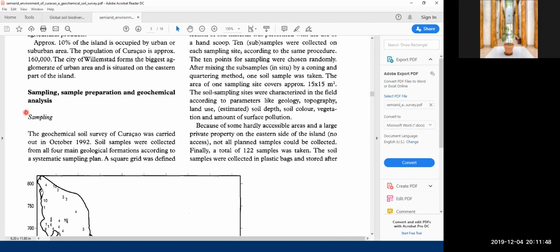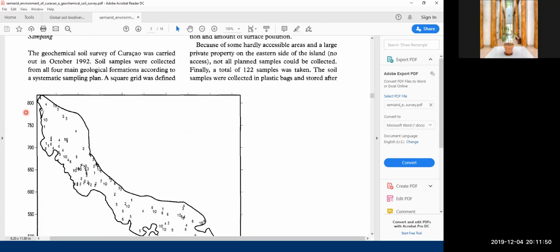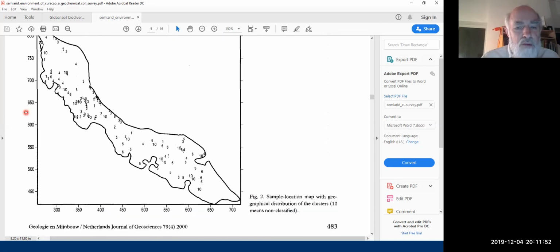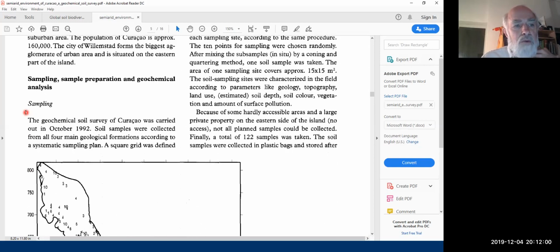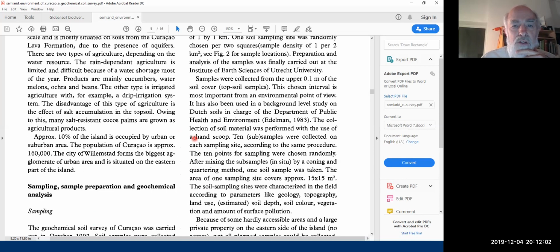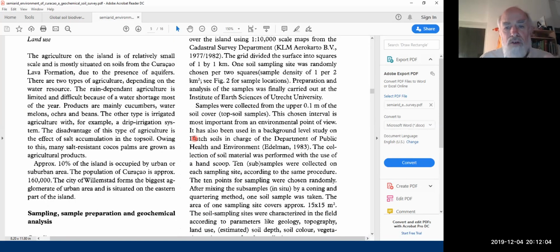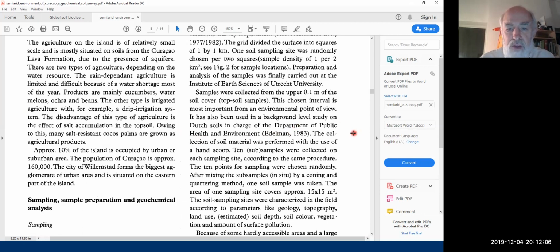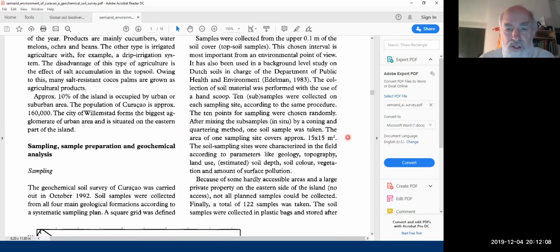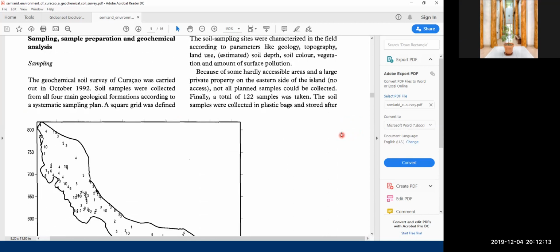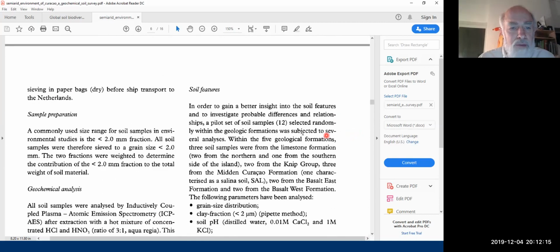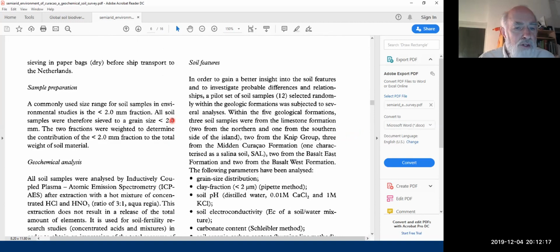All right. So now it goes into the technical part. This is their map of soil sample locations. They tried to do it in a very systematic way, but there were some areas where they were not allowed to take samples. Then they go into all of the details of how they handled the soils, and stored them and transported them to the Netherlands.